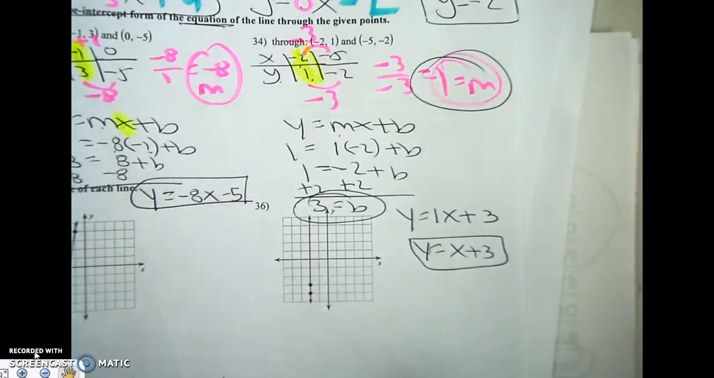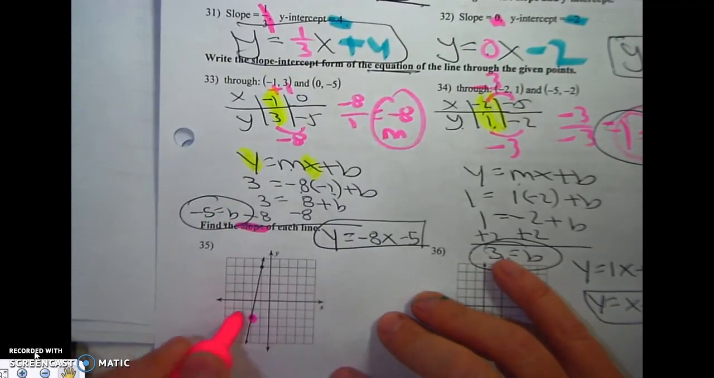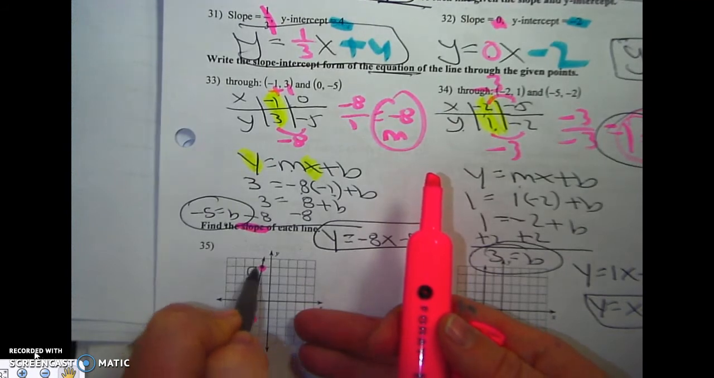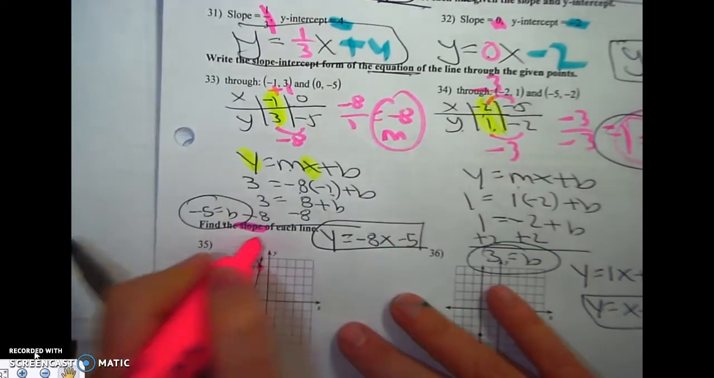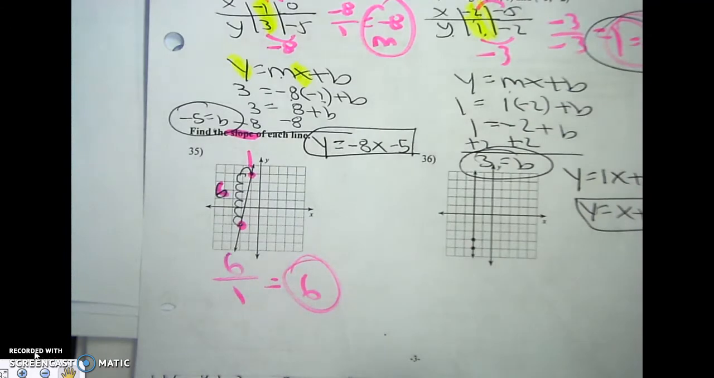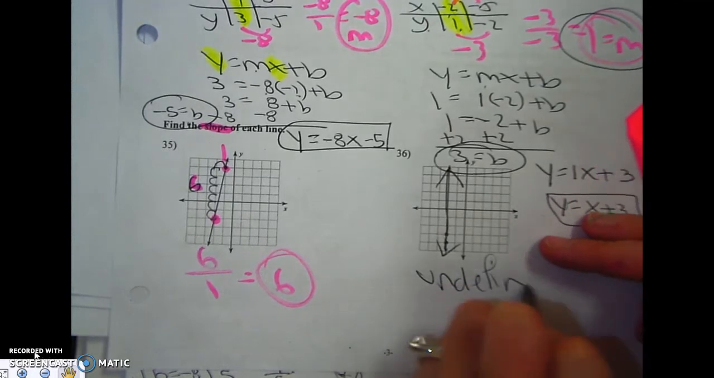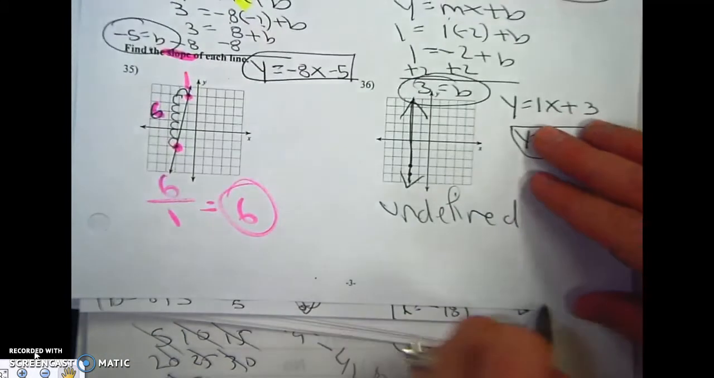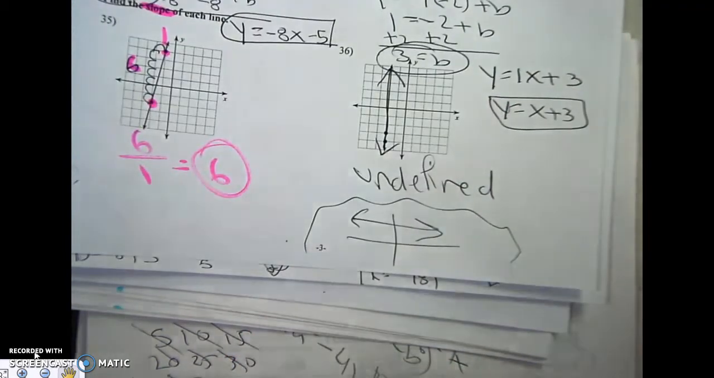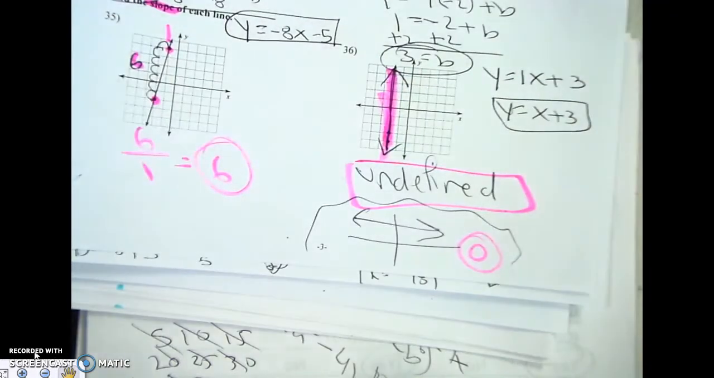Okay? Number 35. It says find the slope. So I'm going to start here, and I'm going to get to here. 1, 2, 3, 4, 5, 6. Right 1. So 6 over 1 is 6. Done. Now this one is vertical. Anytime it is vertical, it is undefined. But what I want you to see is, what if the graph was like this, and it was horizontal? If it was horizontal, it would be 0. So for this graph, it's undefined. Okay?